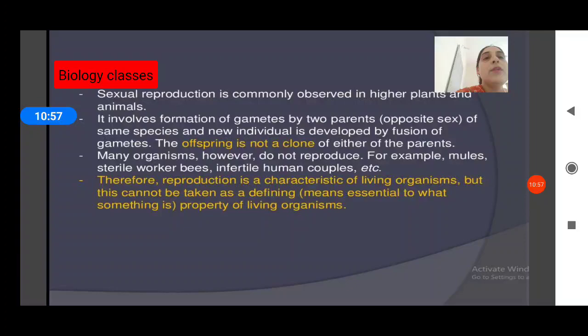Now, sexual reproduction is commonly observed in higher plants and animals also. It means there is an involvement of the gametes of two parents, as we have discussed. Now there is an important term called clone. What do you mean by clone? A clone is a progeny which is produced by asexual reproduction. It does not have any variations because they are morphologically and genetically similar to their parents.